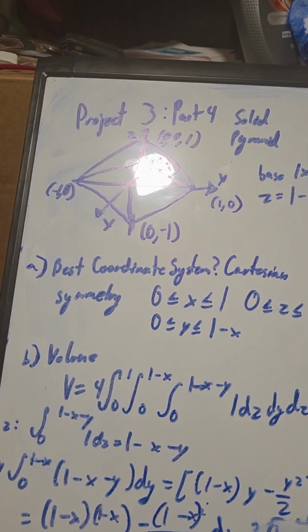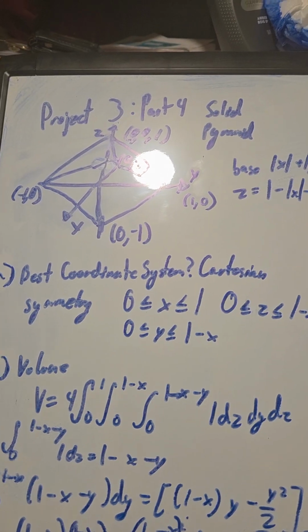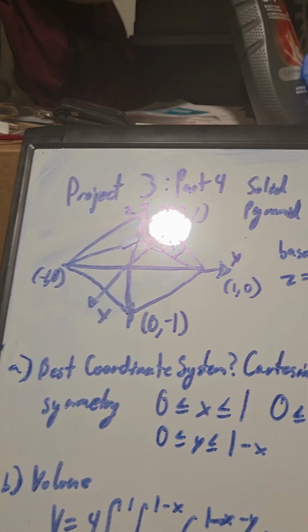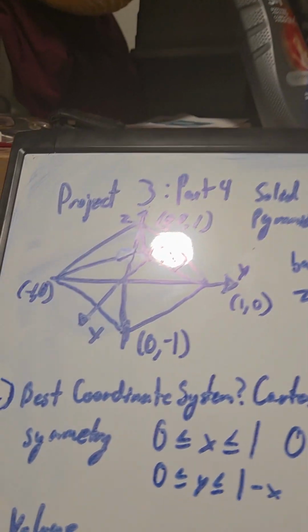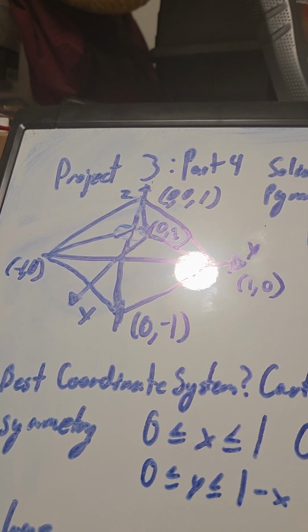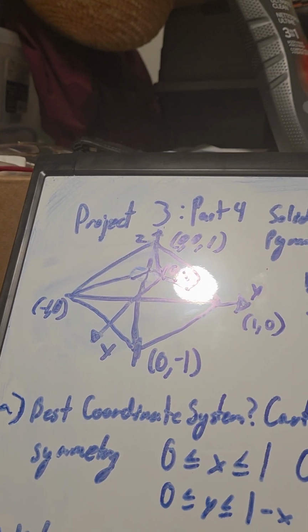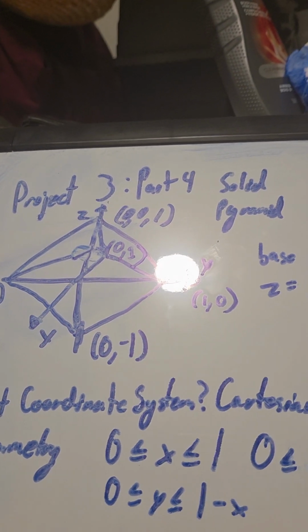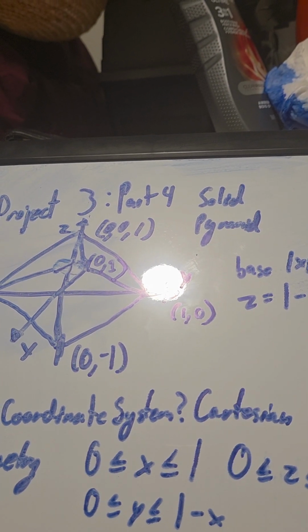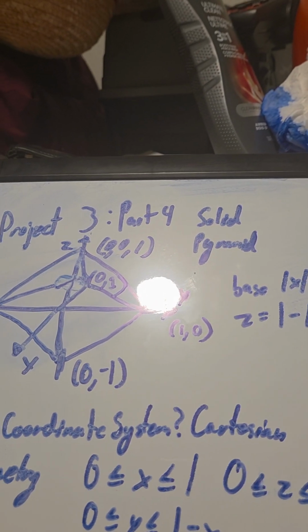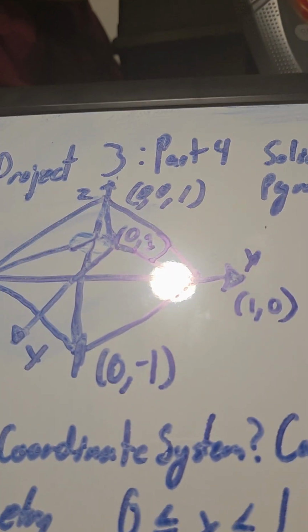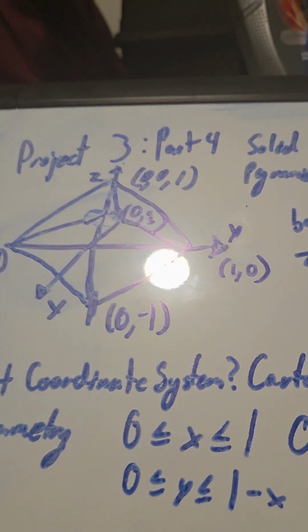All right, here is part 4.3. This is our solid pyramid. This is where the base is bounded by the absolute value of x plus the absolute value of y less than or equal to 1, which creates this diamond shape at the very base, spanning from -1 to 1 on both axes. The top boundary is z equals 1 minus the absolute value of x minus the absolute value of y, peaking at the apex, which is (0, 0, 1).